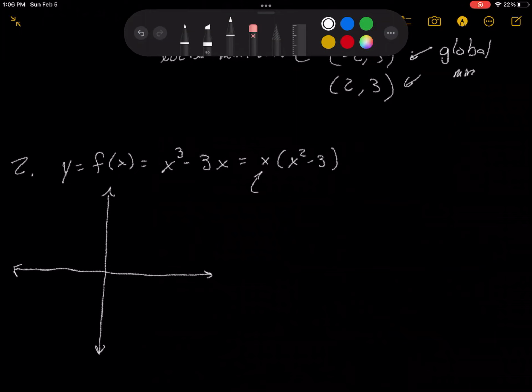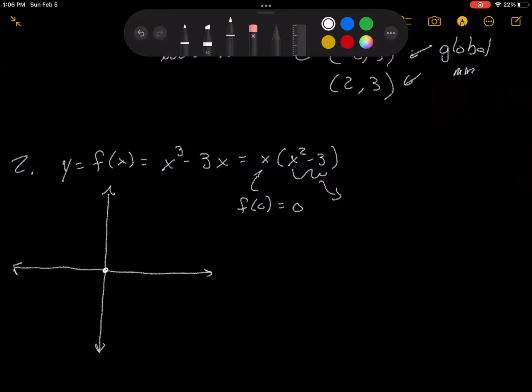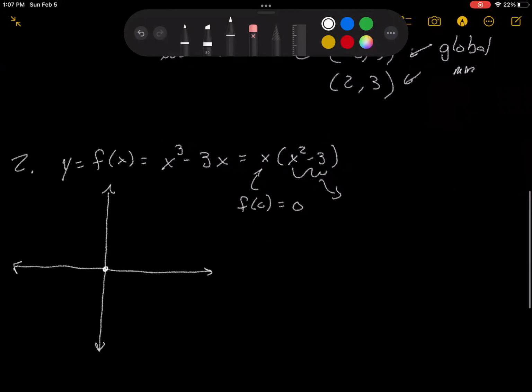So one of my zeros comes from x being 0. Right, if I evaluate this function at 0, I get a 0 for my y value. And then I'm going to get 2 more zeros here. We can complete the square or we can factor that. Either way, you're going to find that your two zeros here come from plus or minus square root 3, right? If you set that term equal to 0 and solve that.